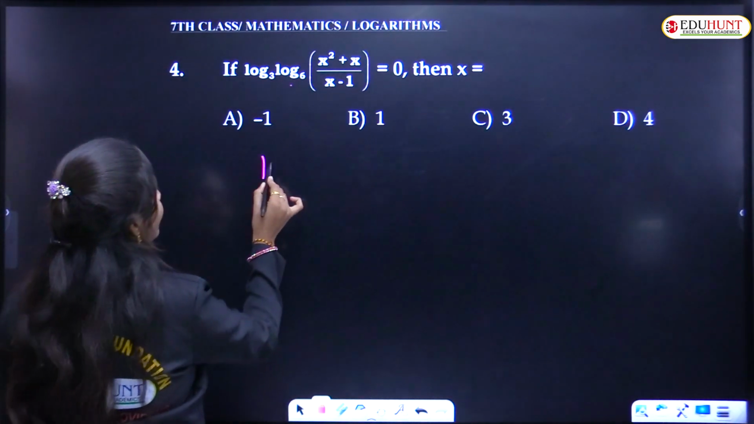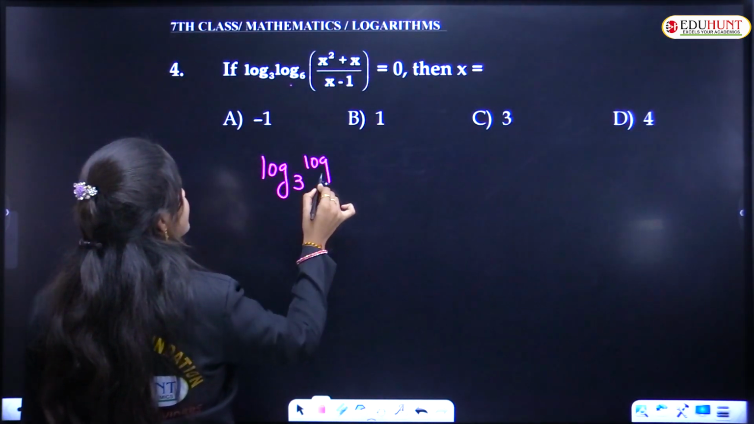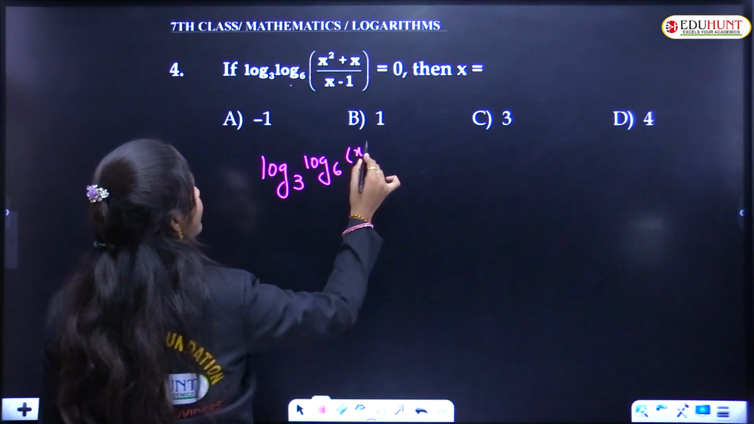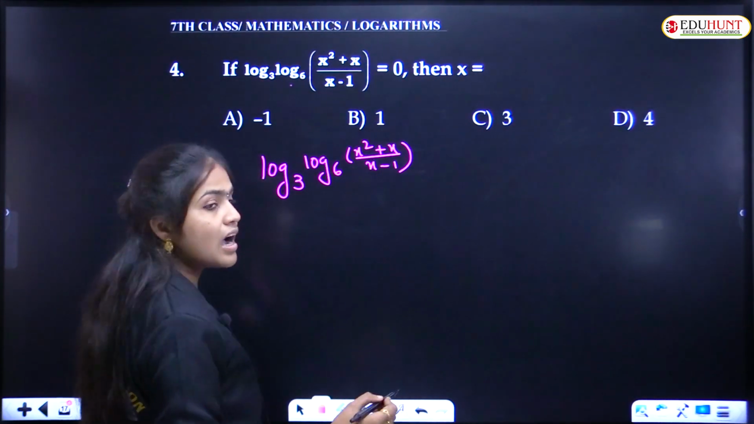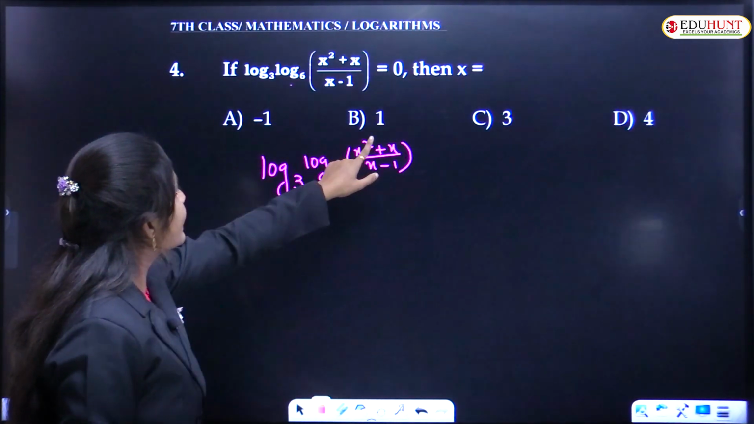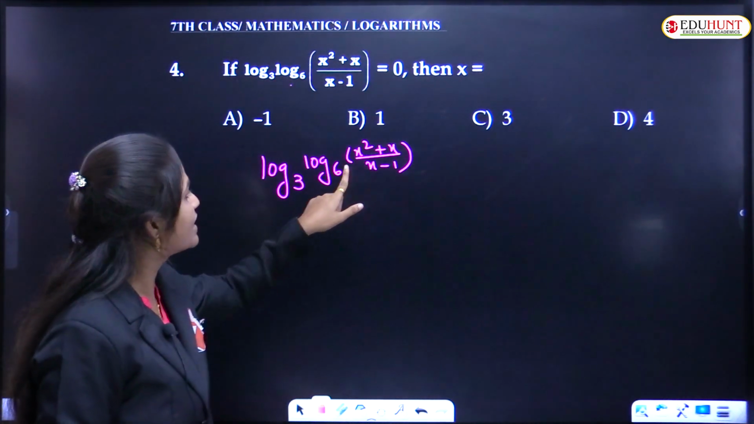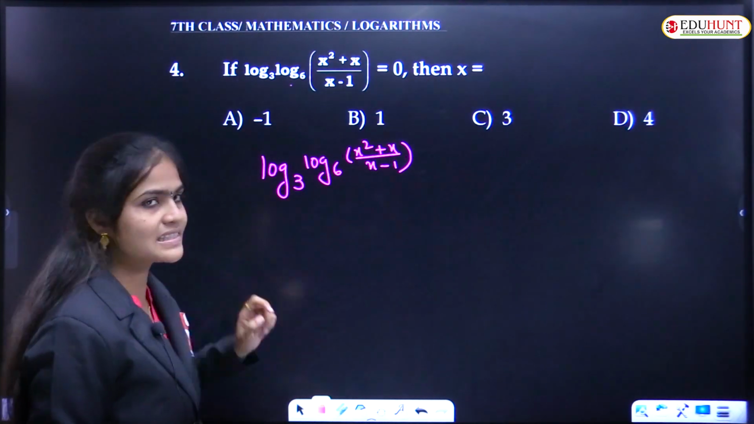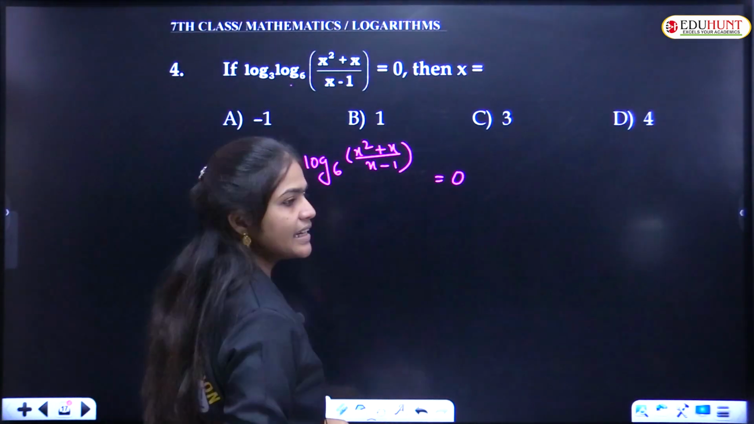So here they have given log 3, log 6 and x square plus x by x minus 1. How will we read this one? Log of log x square plus x by x minus 1 to the base 6 and base 3, which is equal to 0, they are saying.